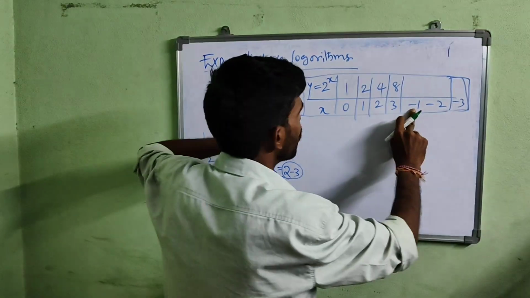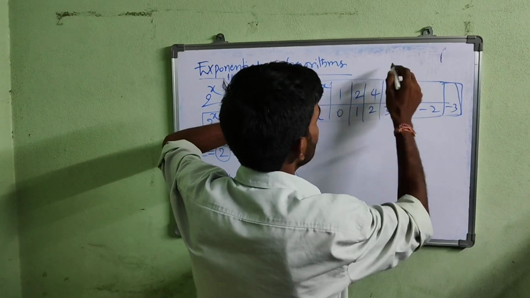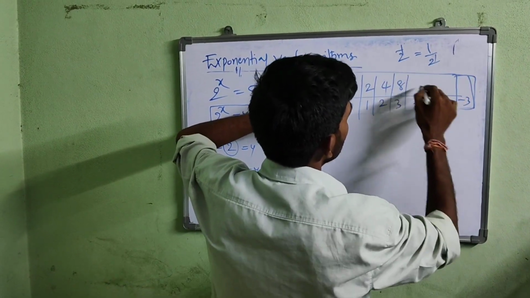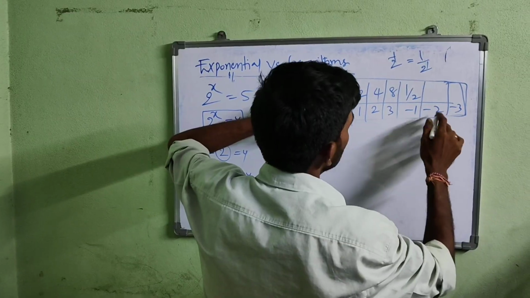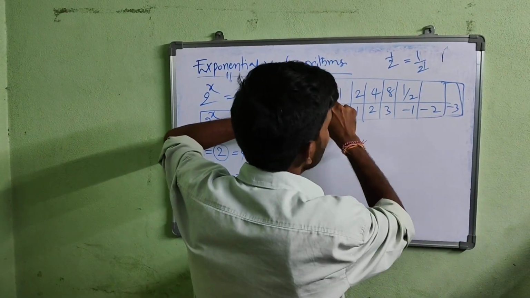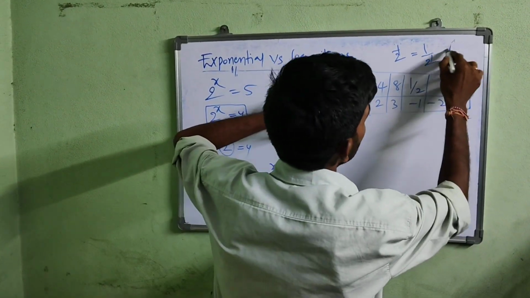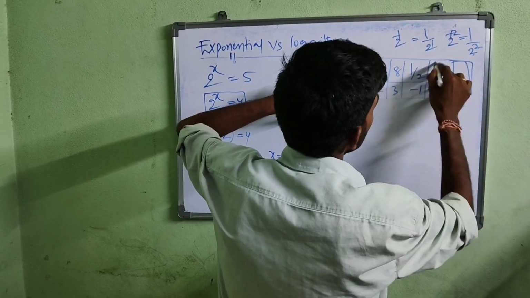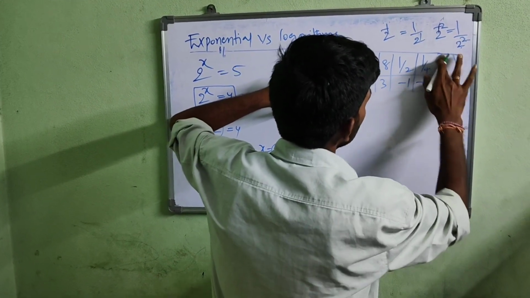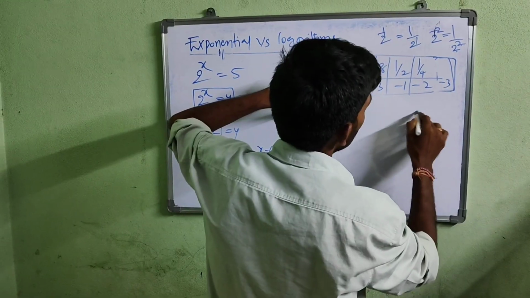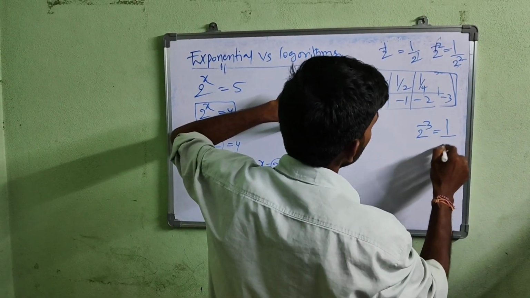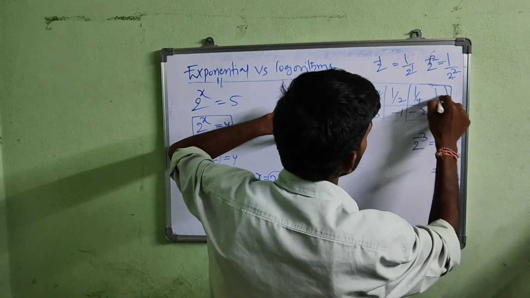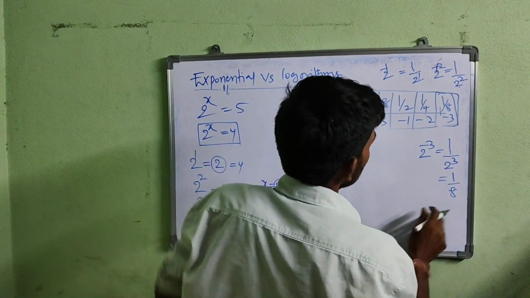Okay, next, if I take minus 1, 2 power minus 1, how much is it? 1 by 2 power 1, that means 1 by 2. 2 power minus 2 means 1 by 2 square. 2 2s are 4, so 1 by 4. Next, 2 power minus 3 means 1 by 2 cube. That means 1 by 8, right? 1 by 8.